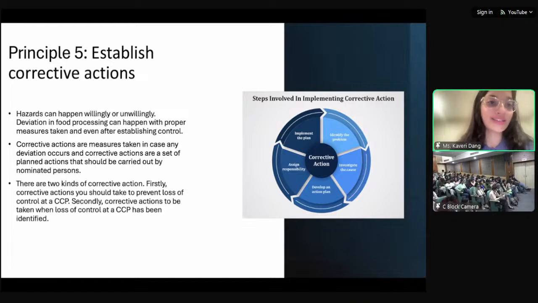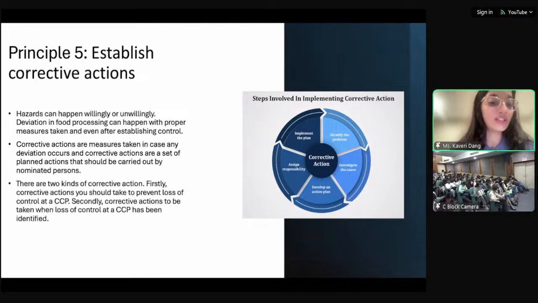So, as we know, hazards can happen willingly or unwillingly. Deviations in food processing can happen even with proper measures taken and even after establishing control. Corrective actions are measures taken in case any deviation occurs, and corrective actions are a set of planned actions that should be carried out by nominated persons. Now, these nominated persons are designated, certified, authorized personnel. Only these people can establish these corrective actions. Not everyone in a food production environment is allowed to do so.